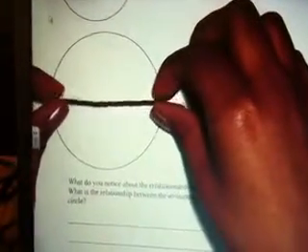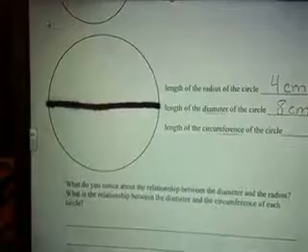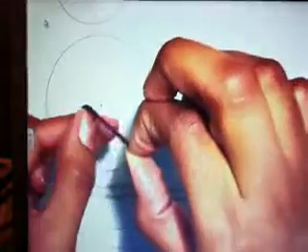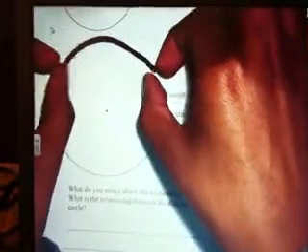Now we focused on what is the relationship between the diameter and the circumference, because there is a relationship. So what the students and I did is we took a piece of string and we measured it as our diameter, which came out to be 8 centimeters, of course. And we took that diameter and placed it on top of our circumference. And we tried to see how many diameters it would take to go around our circumference. So we positioned our string, and this was 1 diameter.